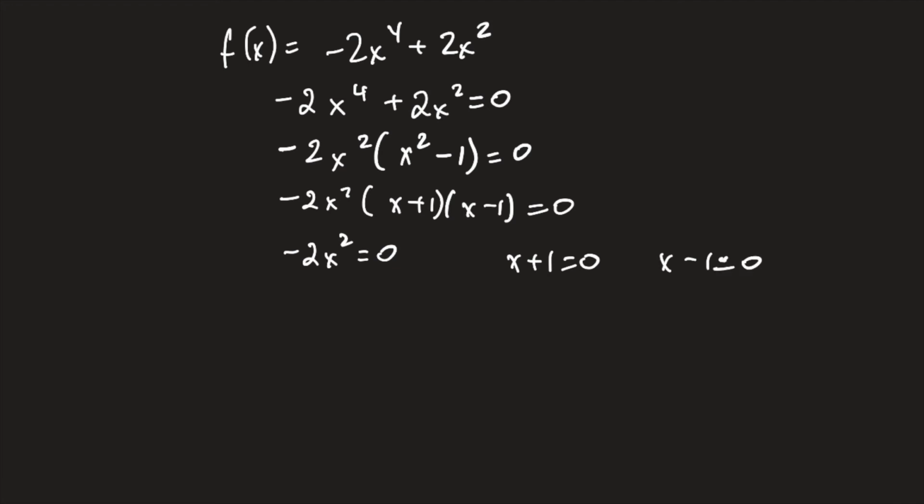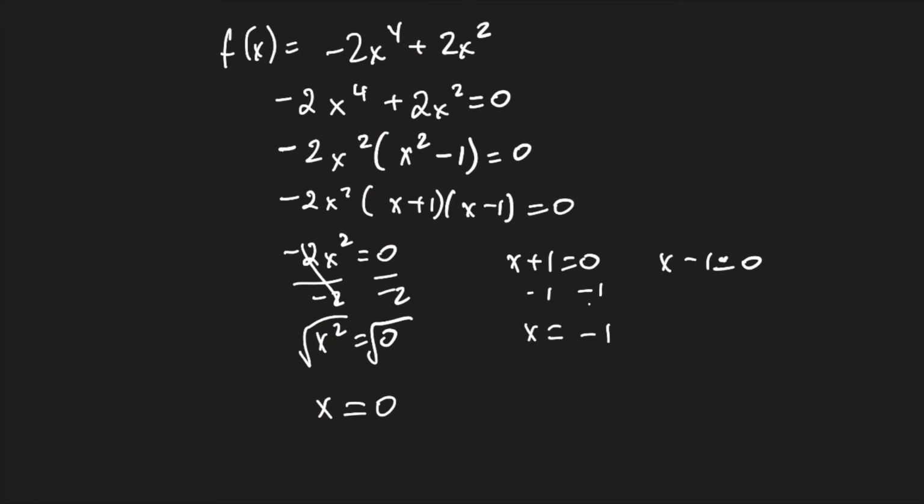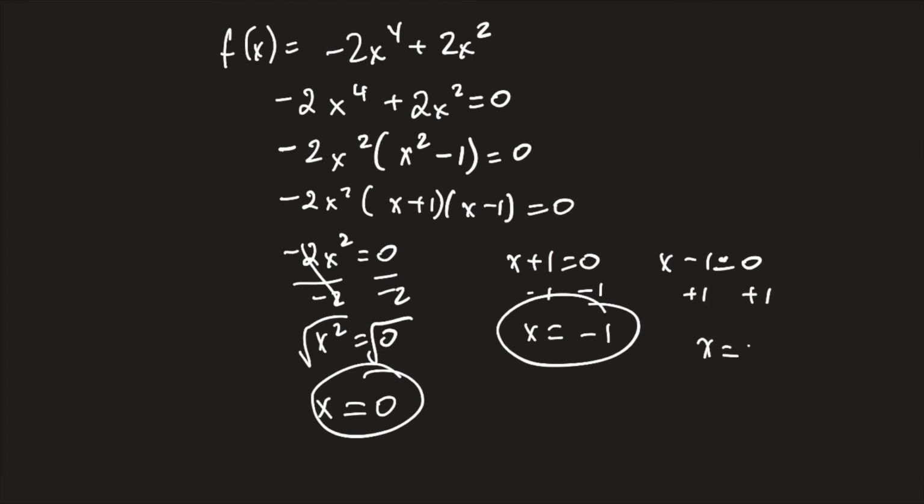So if I solve this for x, I will divide both sides by negative 2. X squared equals 0. Take a square root on both sides. And I just have 0 because you don't write plus or minus 0, it's just 0. So I know one of my roots is 0. Subtract 1 on both sides. I know my second root is negative 1. And add 1 to both sides. X is equal to 1, which is my third root.